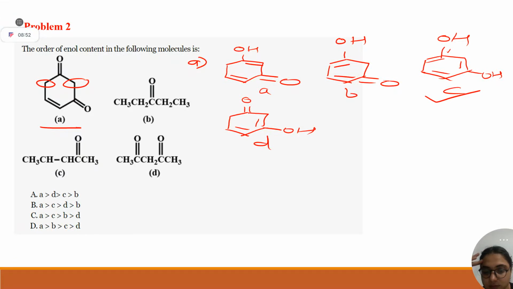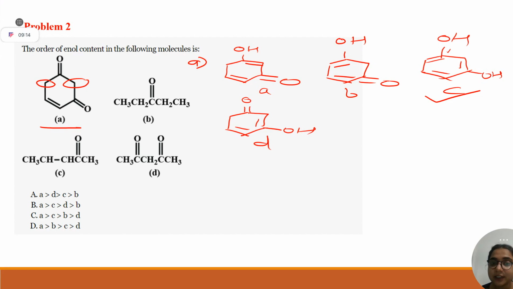Ketone form. Now you will ask, ma'am, when will the enol form be more stable than its keto form? My general answer to this query is, in general, your keto form is more stable than your enol form.